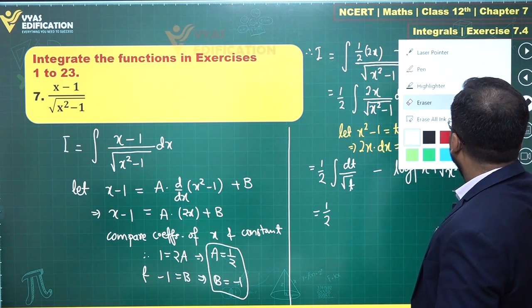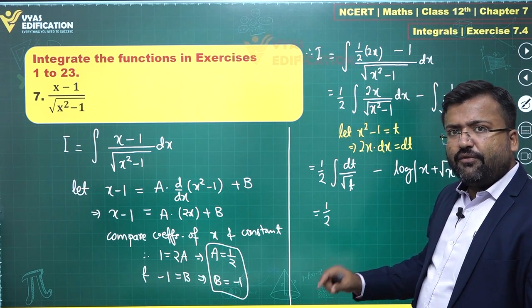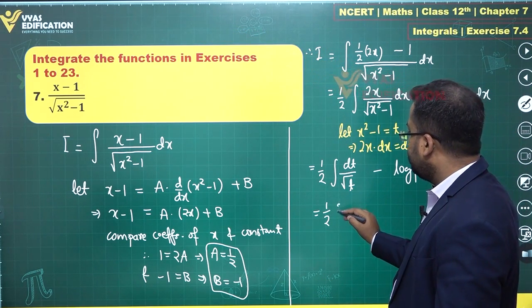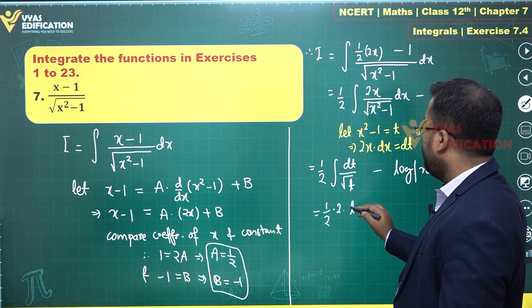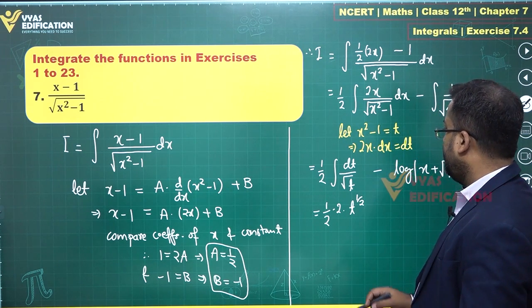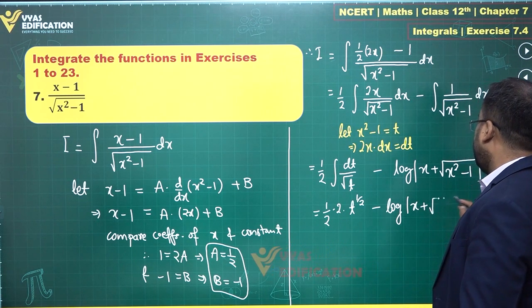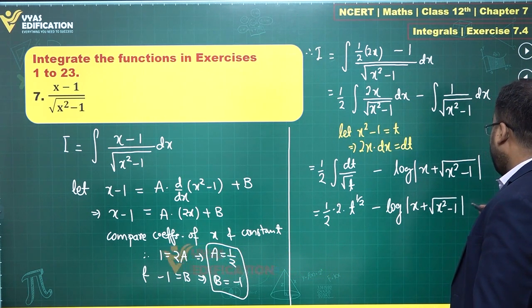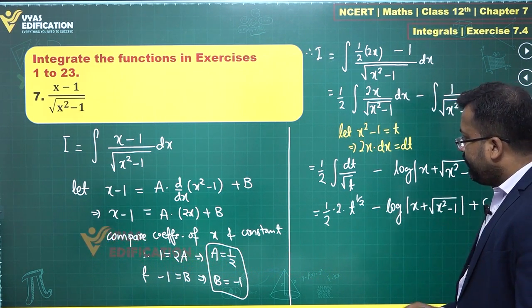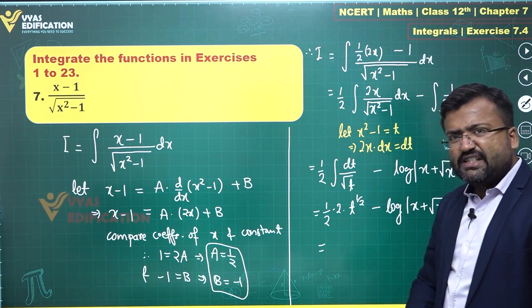That becomes, okay, from the denominator, if you have 1 by 2, that will come in the numerator. This becomes 2. And t power 1 by 2 in the numerator. Okay, minus, this is log modulus of x plus under root of x square minus 1 and plus a constant of integration. Now, this 1 by 2 and 2 gets cancelled.